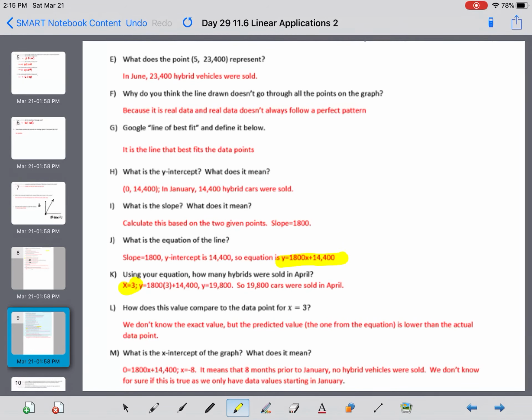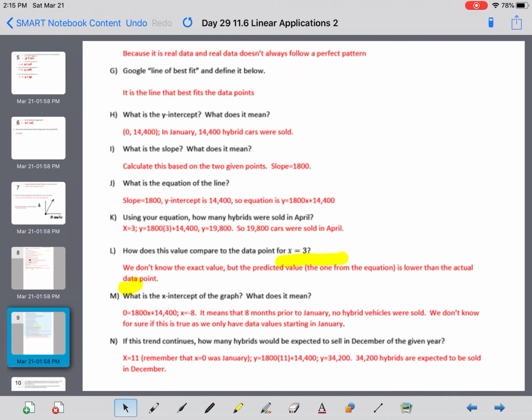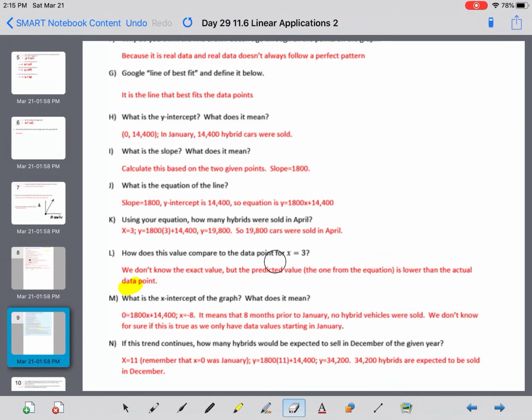Okay, for part L, how does this value compare to the data point for x equals 3? I don't know the exact number. I can guess from the graph, but I can definitely see that it's lower than that actual data point. These kinds of questions are just getting you to look at the graphs and see if you can reason your way through an answer and really look at it and understand what's happening with it.